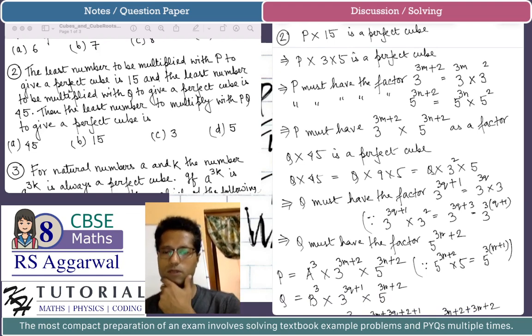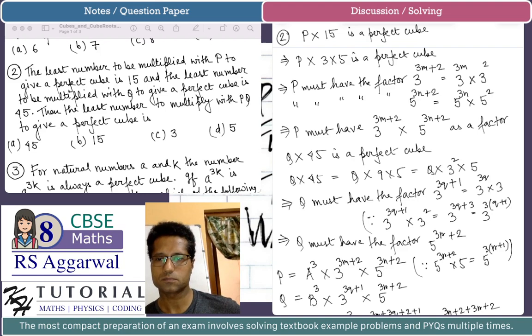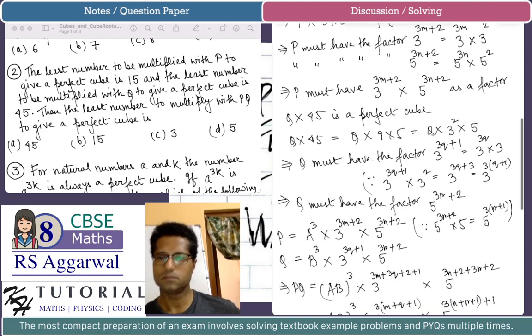For q the least number to be multiplied is 45, which is equal to 9 into 5, which is equal to 3 square into 5. So definitely from this we can say that q must have the factor 3 to the power 3q plus 1, and q must also have the factor 5 to the power 3r plus 2.